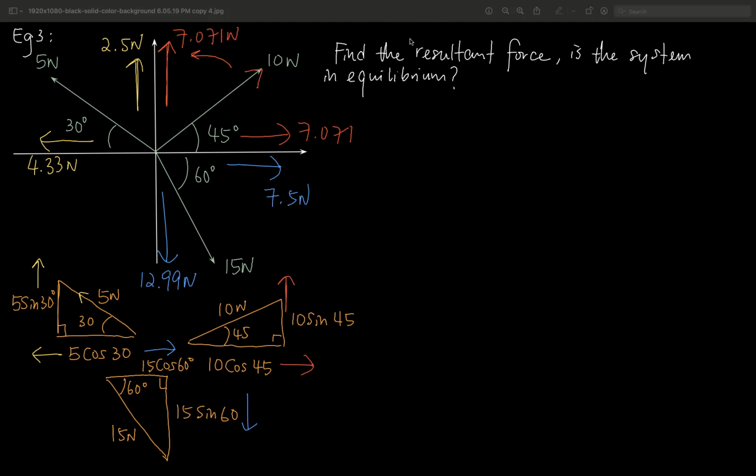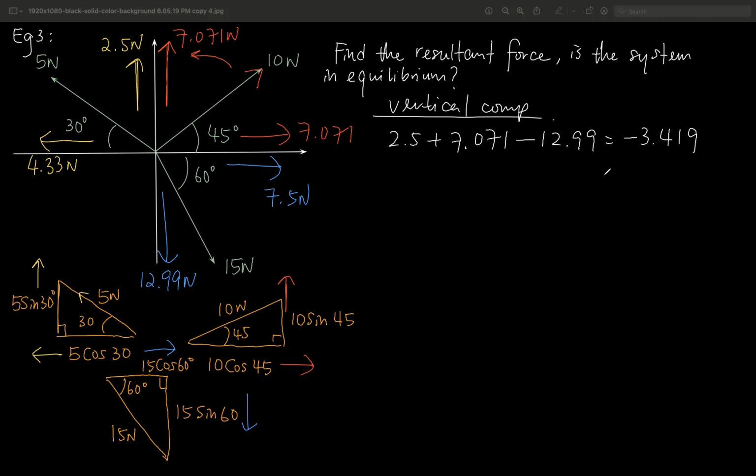After resolving everything, then I look at the vertical components: 2.5, 7.071, and 12.99. They are all in the same line, so I can just add them. 2.5 plus 7.071 minus 12.99 gives minus 3.419. This is 3.419 downward.